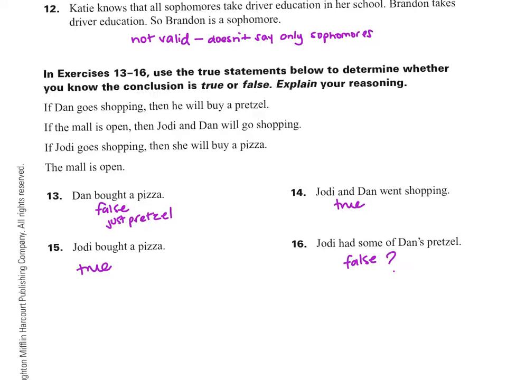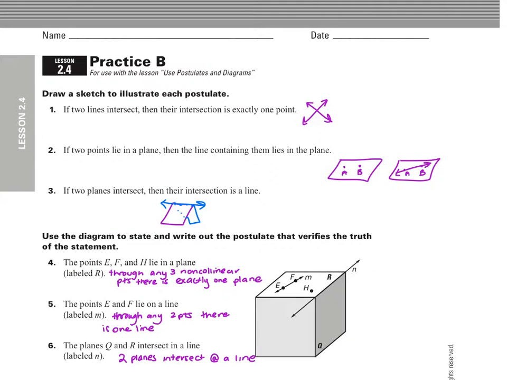Questions on any of those? Okay, 2-4 was the start of all those postulates. So it said to draw a sketch and illustrate each postulate. If two lines intersect, their intersection is exactly 1 point. Something like that would work. 2, if 2 points lie in a plane, then the line that contains them lies in that plane.